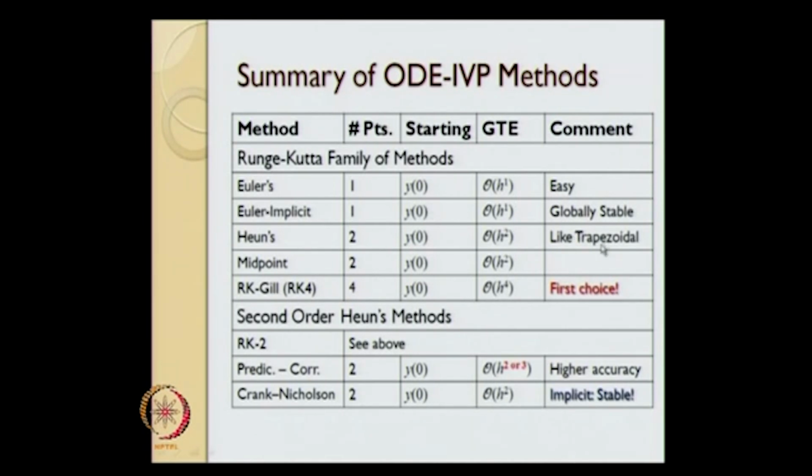Heun's method is kind of like the trapezoidal method. It is not exactly like the trapezoidal method, it is kind of like it. Heun's predictor corrector method is much more like a trapezoidal method. The corrector equation is indeed a trapezoidal method. Heun's method uses 2 points and therefore it is an RK2 method. The midpoint method is also an RK2 method, and the Runge-Kutta-Gill method is an RK4 method. The global truncation error for the second order Runge-Kutta method is h squared, and for the Runge-Kutta-Gill method is h to the power 4.